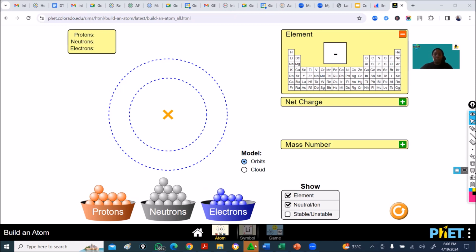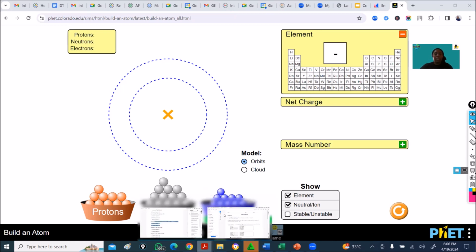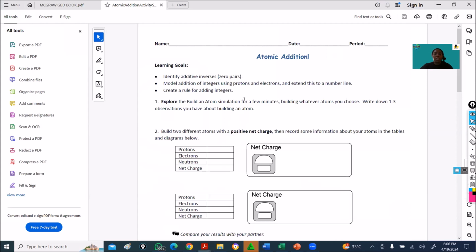What do you observe? Because if you look at your sheet here, the activity sheet says, explore the build an atom simulation for a few minutes, like 5 minutes, building whatever atoms you choose. Please, Faith, please stop writing on the screen. Building whatever atoms you choose. Write down 1 to 3 observations you have about building an atom.